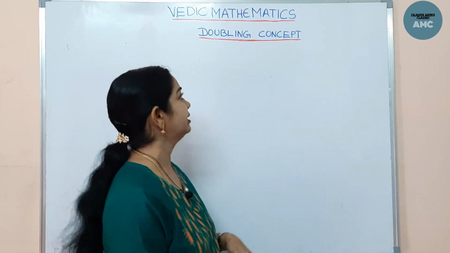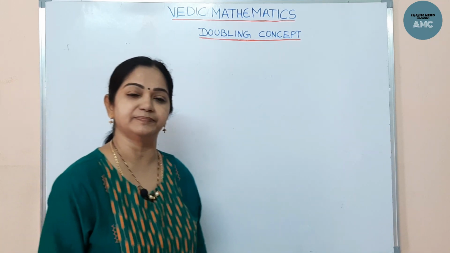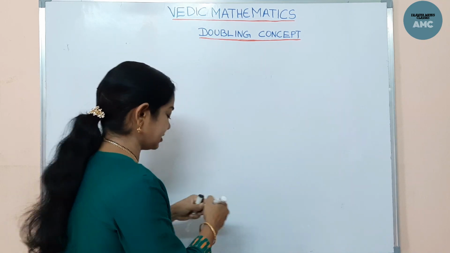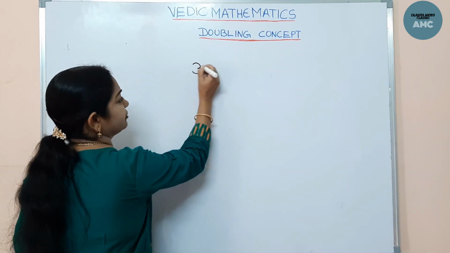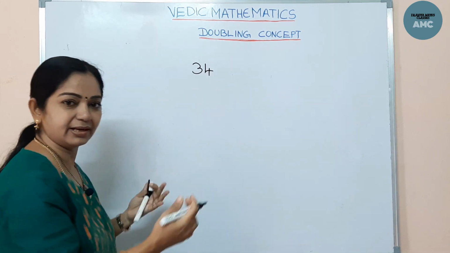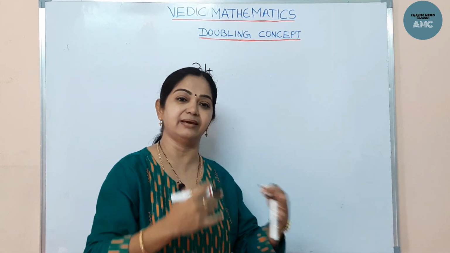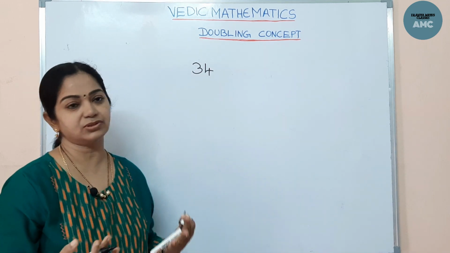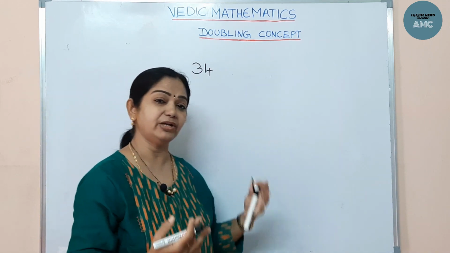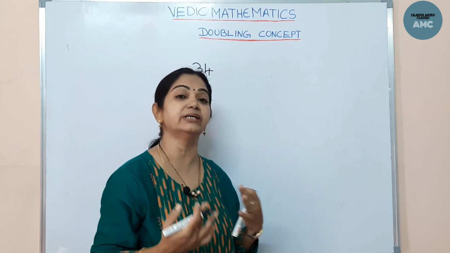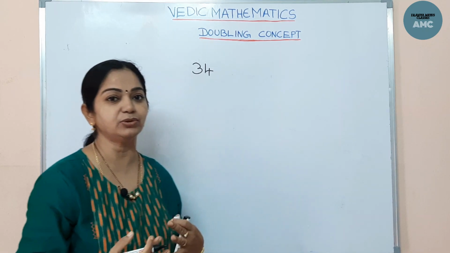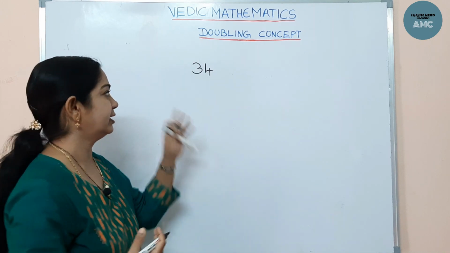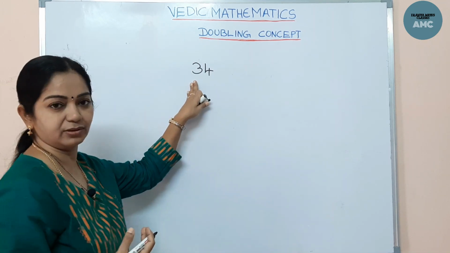Now, let's get started. Doubling a number: if I take a number, say 34, doubling means just adding the same number to itself or multiplying it with 2. That is called doubling. Why do we have to learn the technique of doubling? I'll be explaining the benefits of the doubling concept. Now, let's get started with the doubling concept.